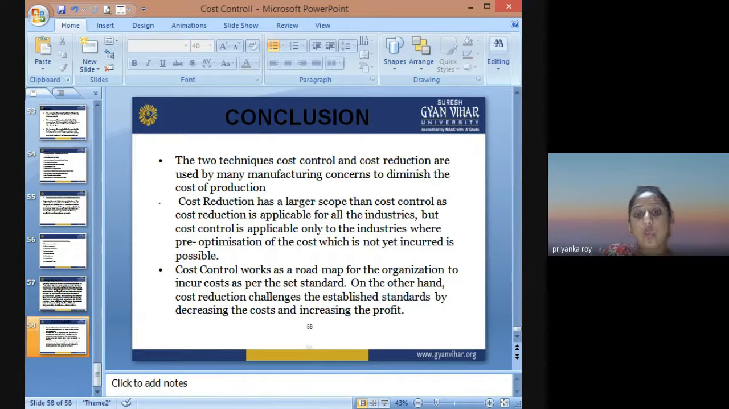So cost control works as a roadmap for the organization to incur cost as per the standards. On the other hand, cost reduction challenges the established standards by decreasing the cost and increasing the profit. Okay, so this is all for cost control and cost reduction as a part of management.